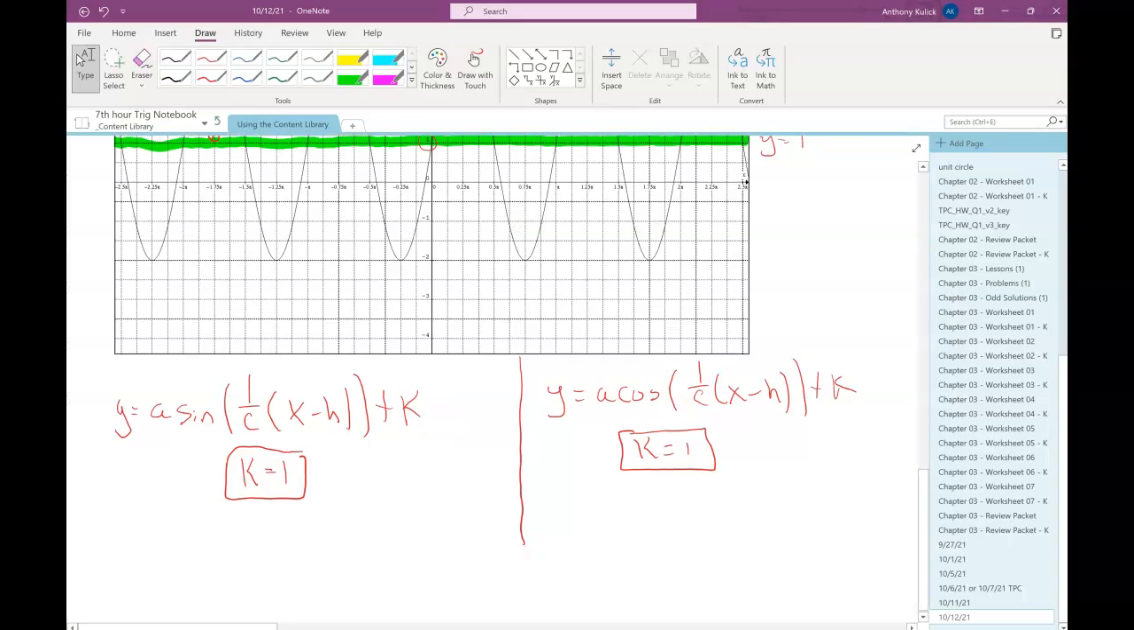And if we remember, again, the amplitude is the same as the absolute value for A.